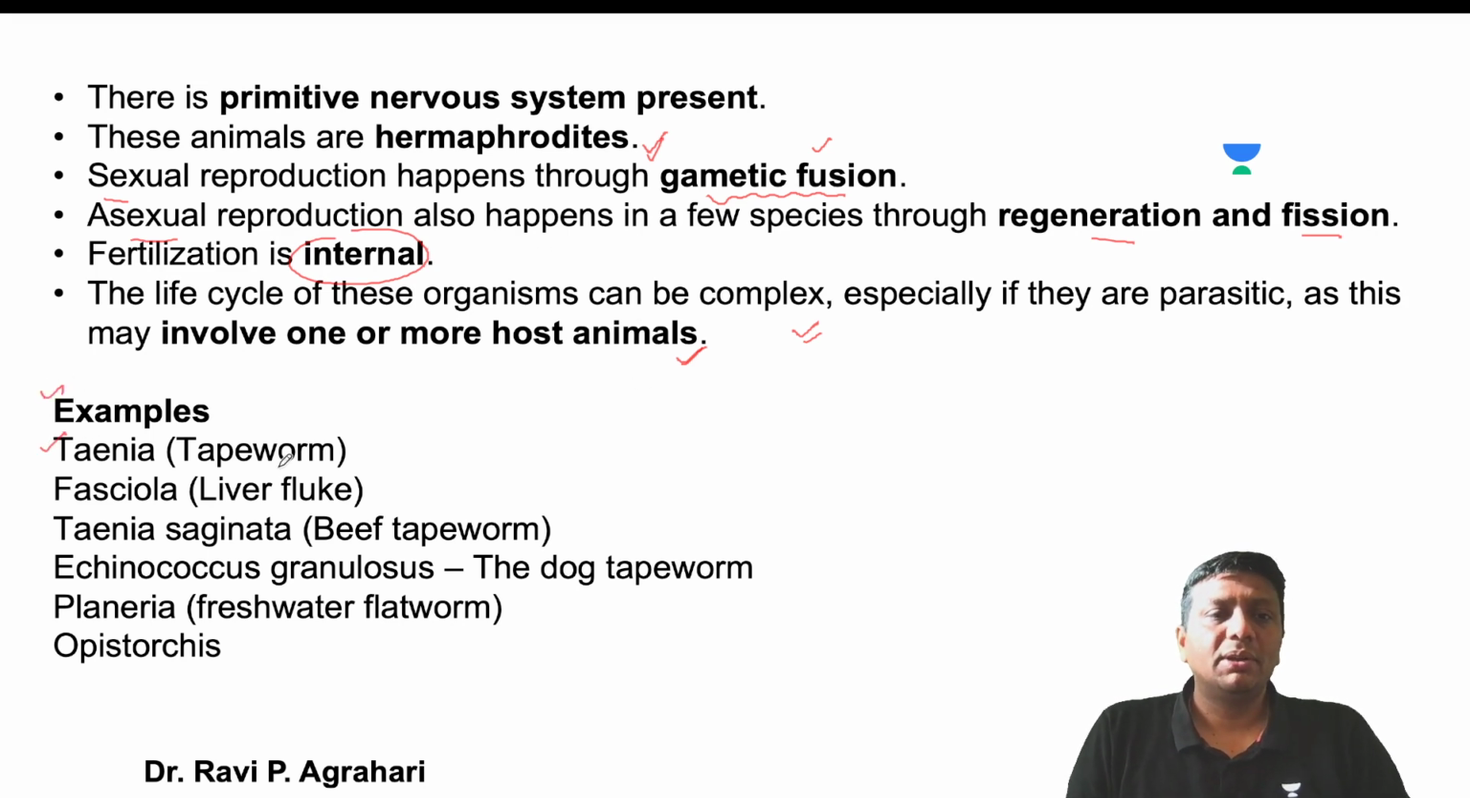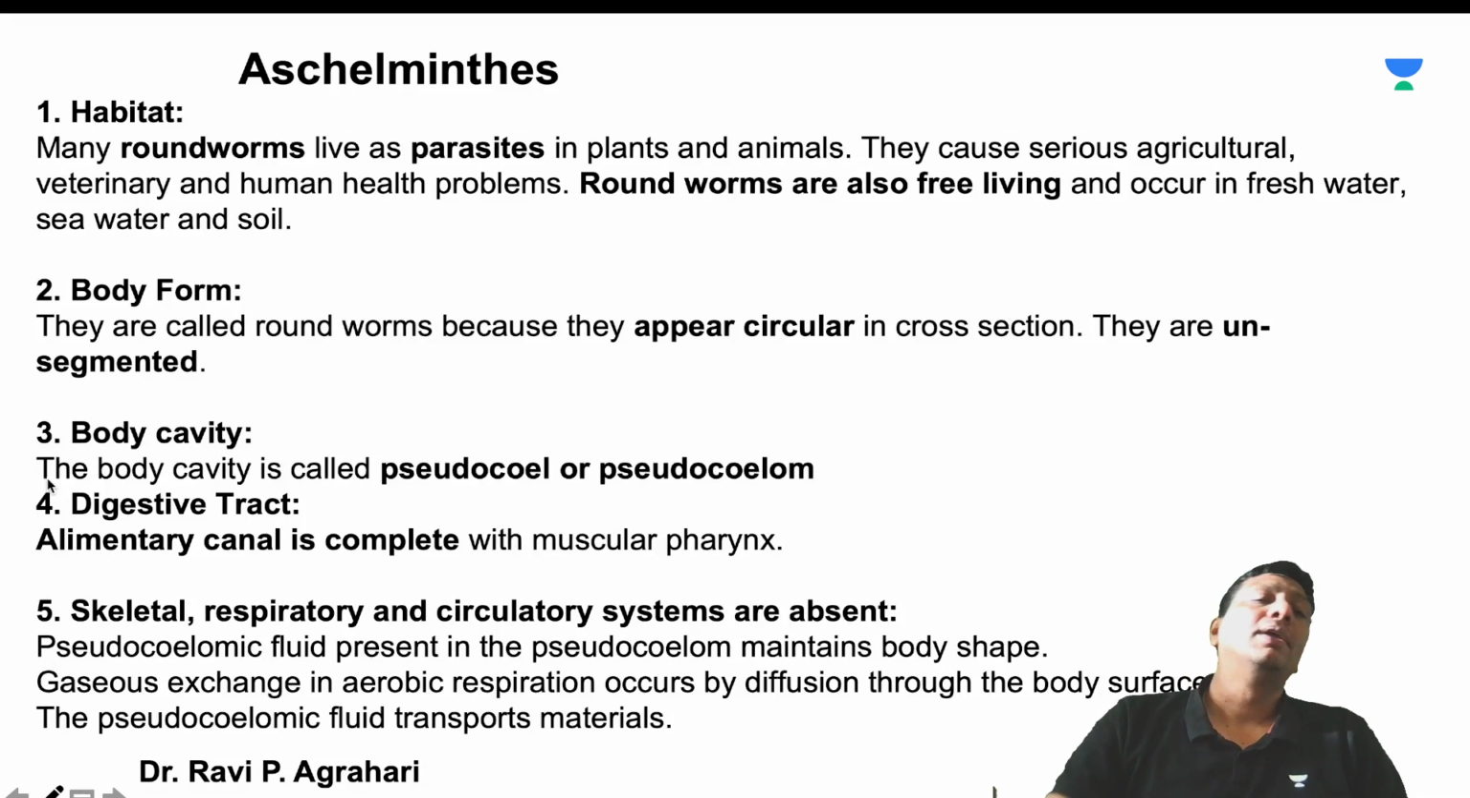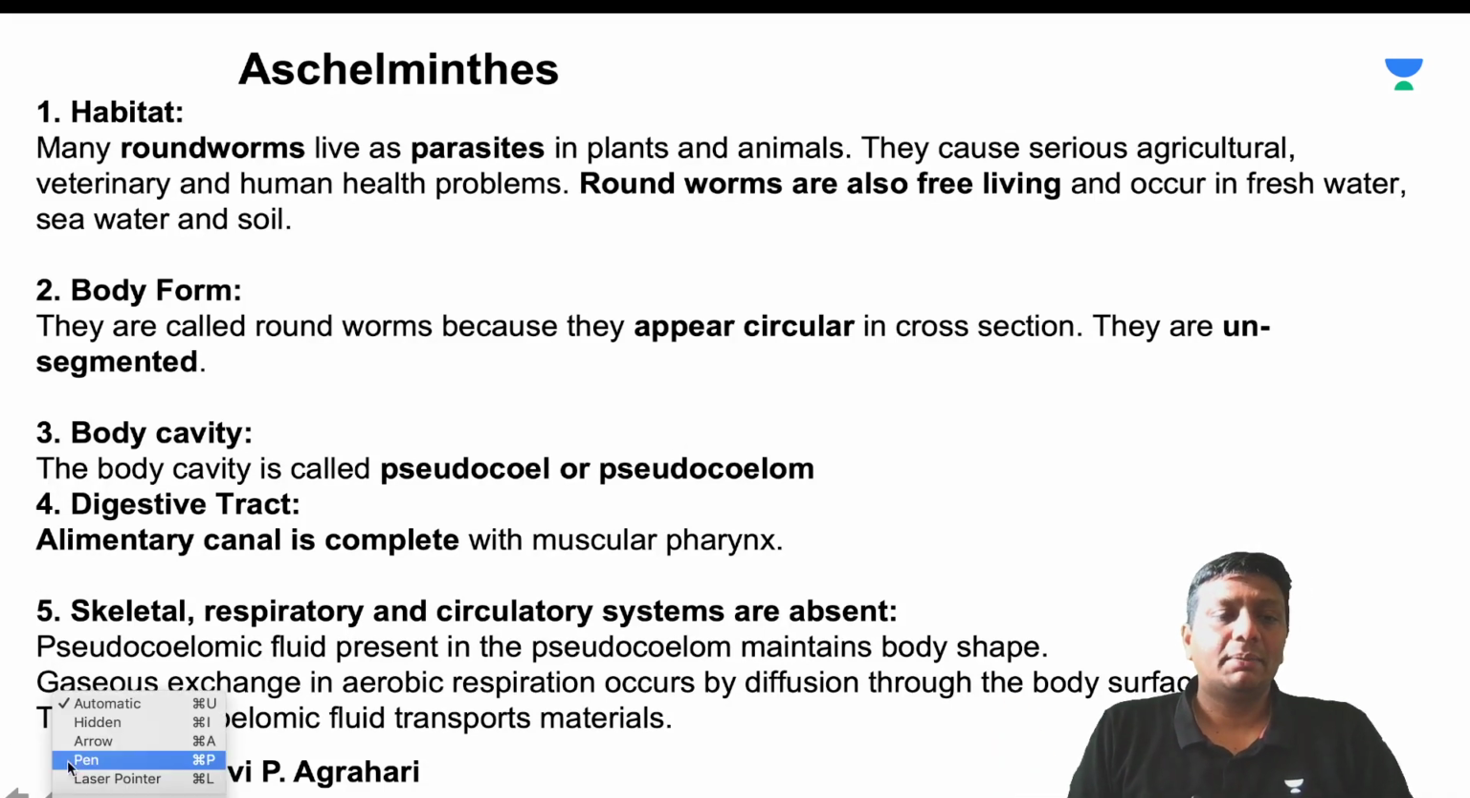Examples: Taenia solium as an example of tapeworm, Fasciola as a liver fluke, Taenia saginata as a beef tapeworm, Echinococcus granulosus as a dog tapeworm, and Planaria as a freshwater flatworm, lastly Opisthorchis. So these are some of the examples, which may be important, that I brought for all of you as examples of Platyhelminthes.